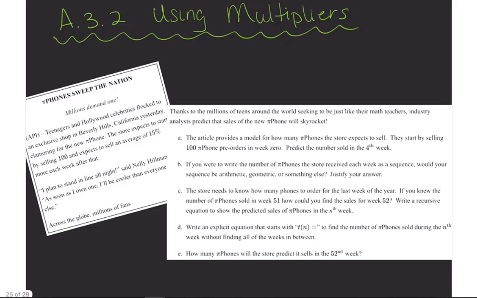So, let's try it now. How many Pi phones do you think the store will need? How many Pi phones will the store predict to sell in the 52nd week? Give me some numbers. How many do you think? 400? Anybody else got anything? Any number. They're selling 100 the first week. How many are they going to sell 52 weeks later if every week it increases by 15%? 600? Anybody got anything else? So it's either 400 or 600, right?